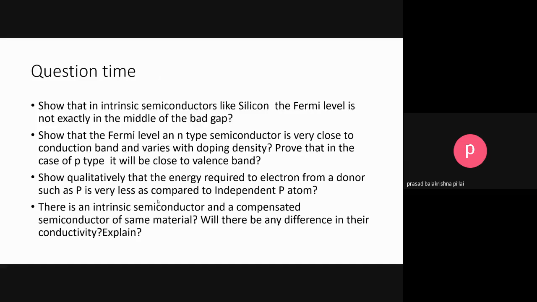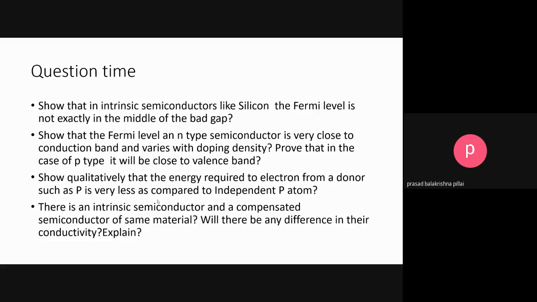I have given the derivation showing that it is in the middle. There I have made one approximation. If you eliminate that approximation, then you will see that it will not be in the middle. So first you have to find out what approximation I have made, and then solve again for the Fermi level, and you will get the result. That is what you have to do. You got the point?